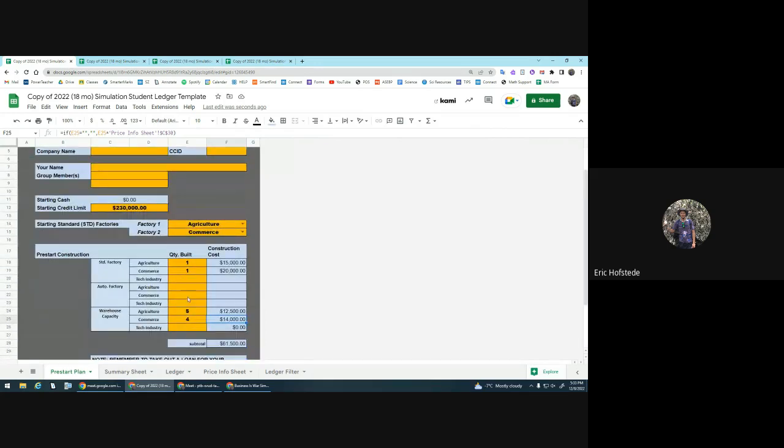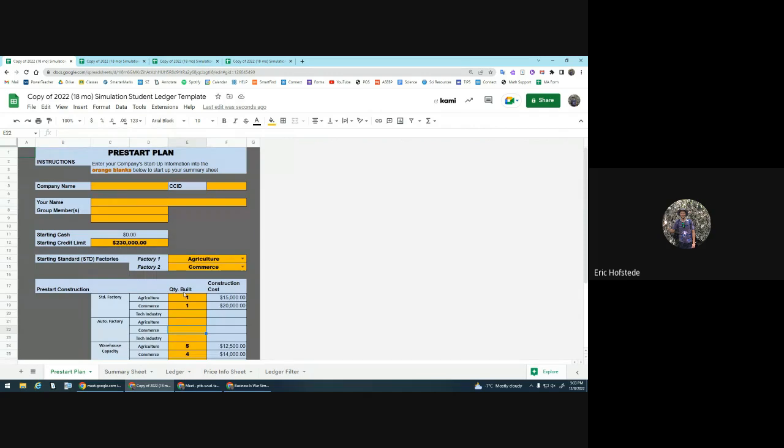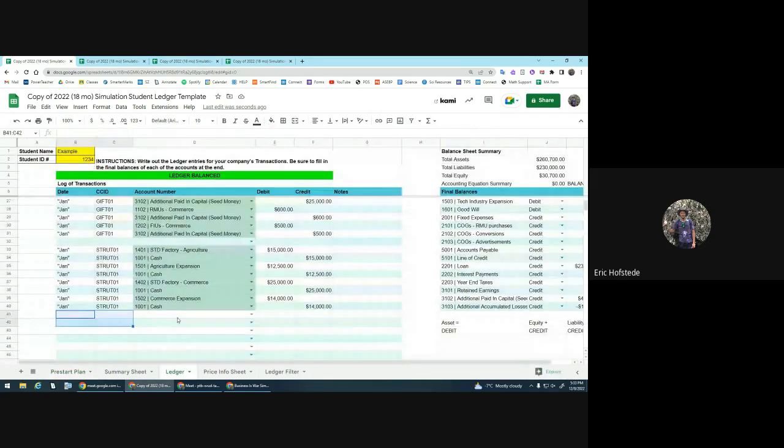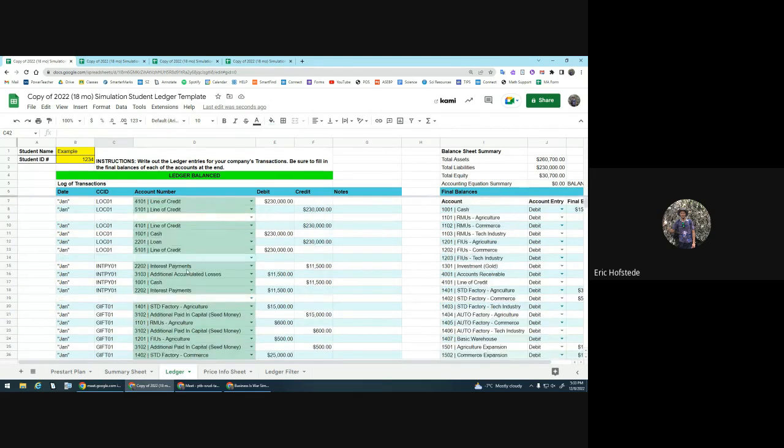All right, if you built autos or tech, all of that belongs in this startup section of your ledger. And then in the next video, we're going to start looking at what happens when you get into the simulation, running through a month of the actual simulation. This is all just pre-simulation, startup, pre-start plan ledgers.